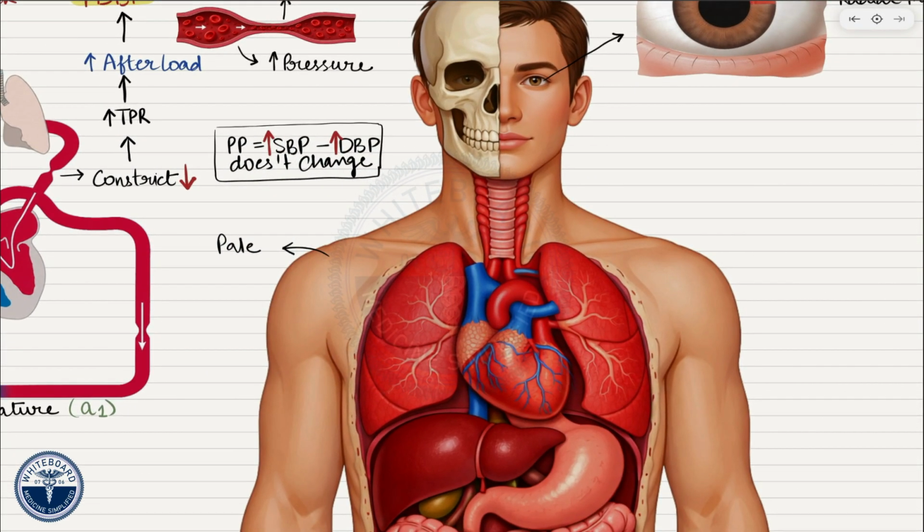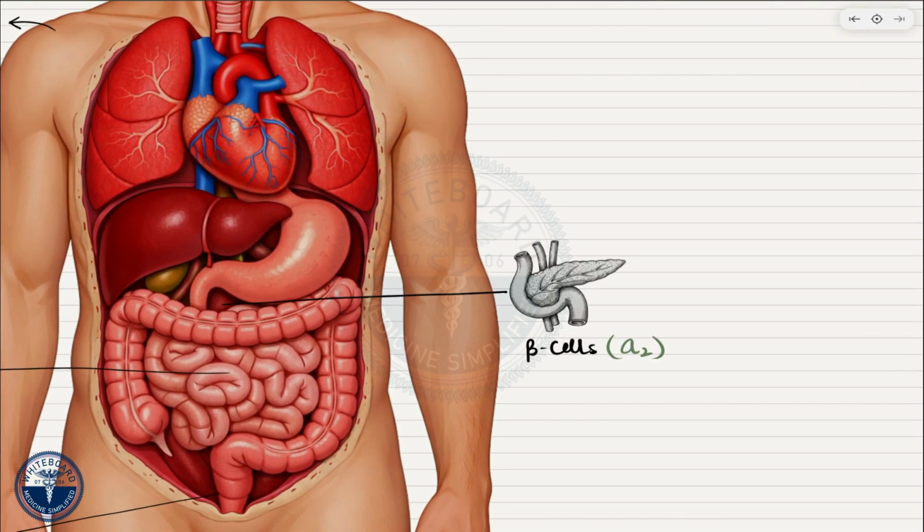Another important location of alpha-2 receptors is the beta cells of the pancreas. Remember that alpha-2 receptors are coupled to the Gi protein, so their activation decreases cyclic AMP levels and inhibits insulin secretion. As a result, stimulation of alpha-2 receptors leads to reduced insulin release from the pancreas.